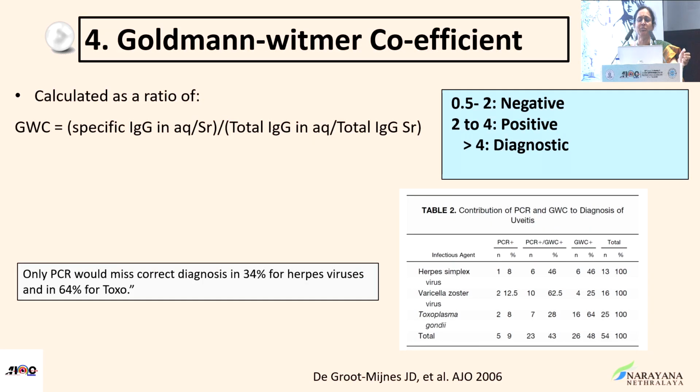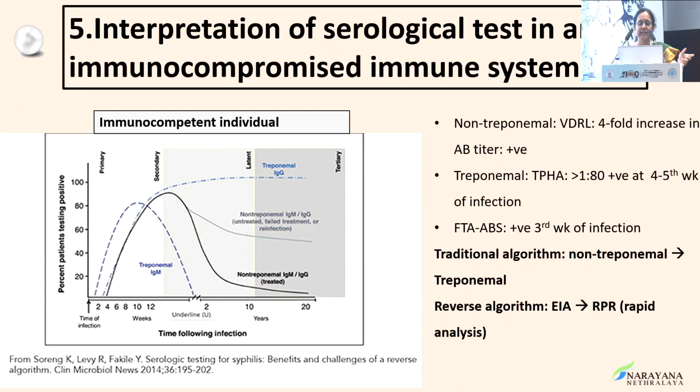The next is the Goldmann-Witmer coefficient. If it is more than 4, it is diagnostic, and additional PCR can help to make the diagnosis in cases of viral uveitis and toxoplasmosis. The next is the interpretation of serological tests in an immunocompromised state. Here again, the greatest challenge comes in a case of syphilis.